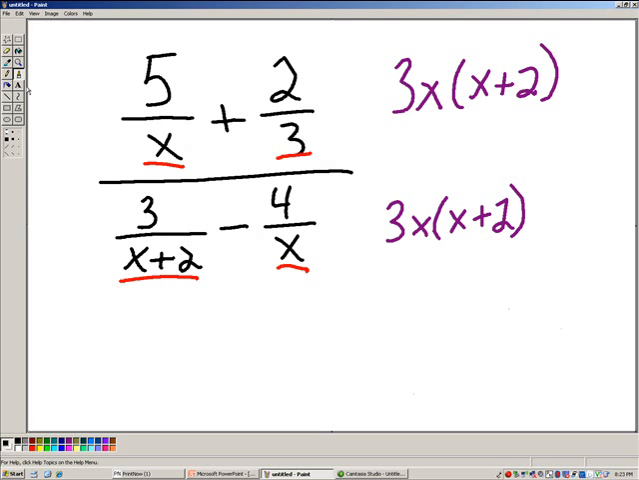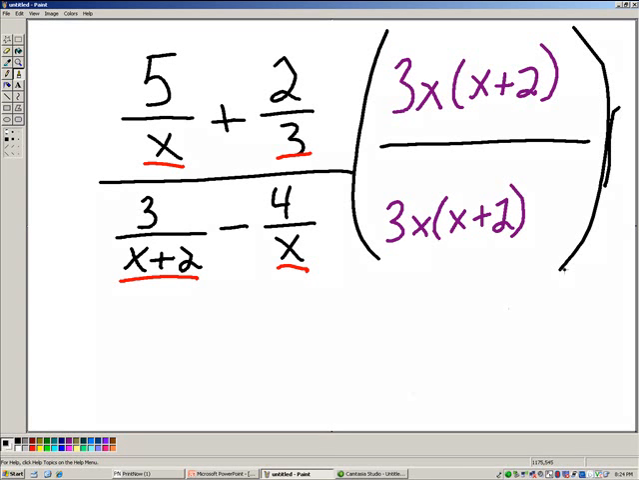The reason it's important to make sure that whatever you do to the bottom, you do to the top is because 3x times the quantity x plus 2 over 3x times the quantity x plus 2 reduces down to be 1. And if we're going to multiply anything by 1, we're going to end up with exactly what we started with. So we're not going to be changing any quantities, any values. All we're going to be changing is the way those values appear, the way they look.